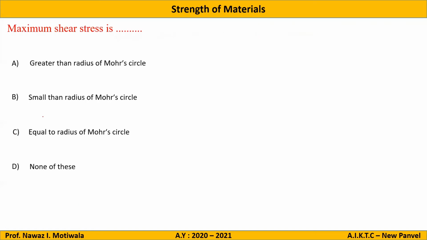Next question. Maximum shear stress is greater than the radius of Mohr circle, smaller than the radius of Mohr circle, equal to the radius of Mohr circle, or none of these. While explaining the Mohr circle, I told you that the radius of the Mohr circle gives you the maximum shear stress. So the answer will be equal to the radius of Mohr circle, which is option C.